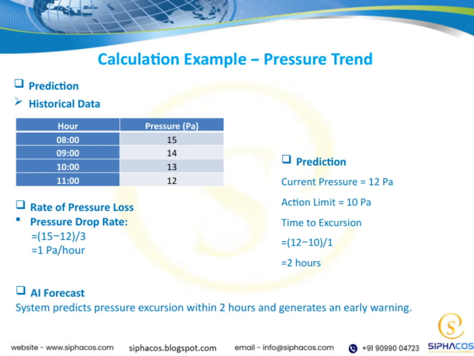Here, we see how the AI system predicts a pressure excursion before it happens, giving us a valuable early warning. The current pressure is 12 pascals, with an action limit set at 10. By calculating the rate of pressure loss, which is 1 pascal per hour, the system estimates that the pressure will reach the limit in about 2 hours. This example uses historical data to show the pressure dropping steadily over time, helping us stay ahead of potential issues.